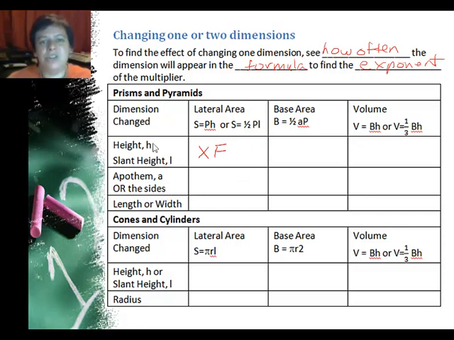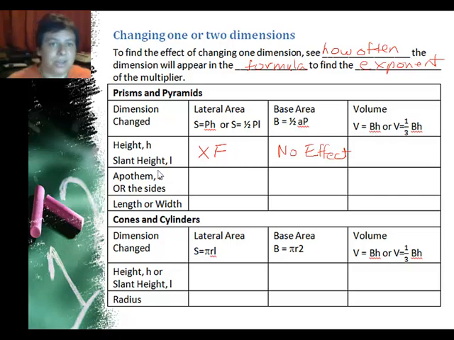Now, if I change the height or the slant height, but I'm not changing the base at all, then there's no reason for there to be an effect on the base area. So I'm going to say no effect. If I double the slant height without specifically saying I'm changing anything else on the base, then there is no effect.